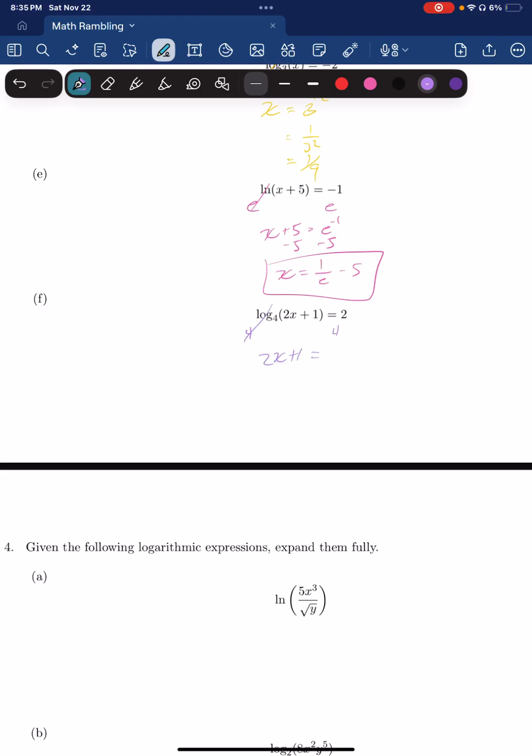2x plus 1 equals 4 squared. 2x plus 1 equals 16. Subtract 1. 2x equals 15. Divided by 2 implies that x equals 15 over 2, which is 7.5. Okay.